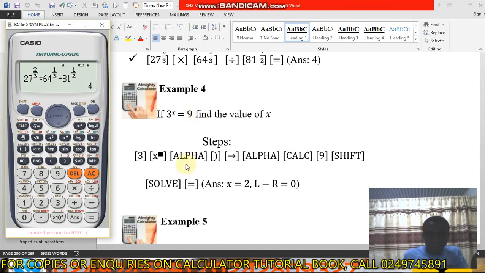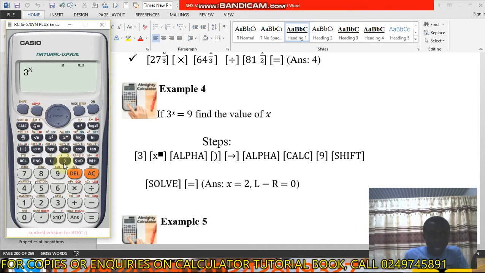Now, this is a simple question and we can use our calculator to solve it. So, let's clear the screen. As we said, this is an equation involving indices, so we enter it exactly as we see it. So, 3 raised to the power x. How can we get x? You see, we can get x by pressing alpha, then the bracket close.